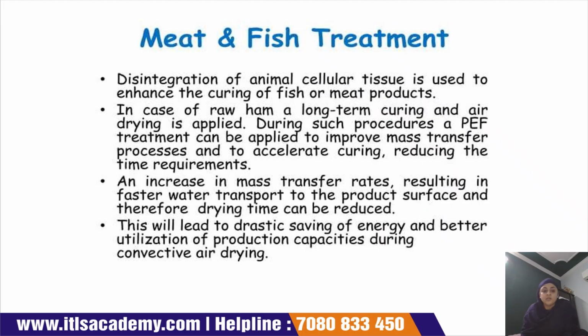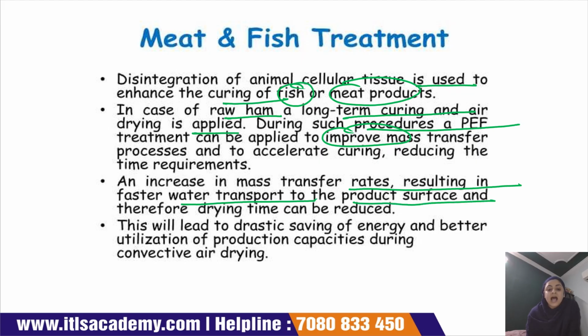Meat and fish treatment. So disintegration of animal cellular tissue is used to enhance the curing of fish products or meat products. Now, if we talk about raw ham, then long-term curing and air drying is applied. During such a procedure, a pulsed electric field treatment is also applied to improve the mass transfer. An increase in mass transfer rate results in faster water transport to the product surface, and therefore drying time is also reduced.